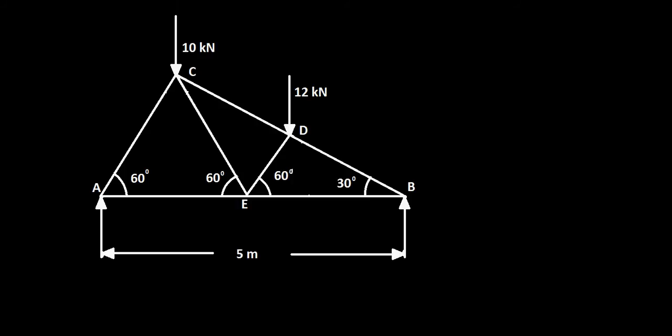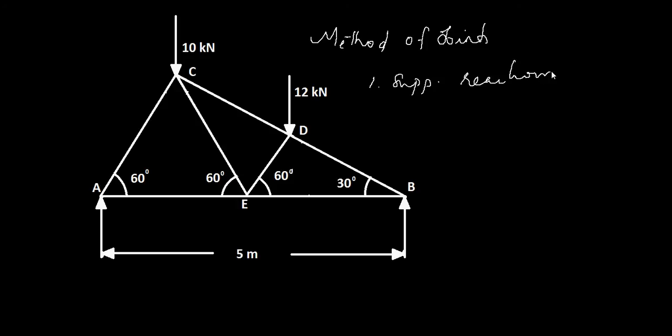Here's another problem on the analysis of a perfect frame, and we are going to use the method of joints in this problem. So we need to find one, the support reactions, and two, the forces in members.